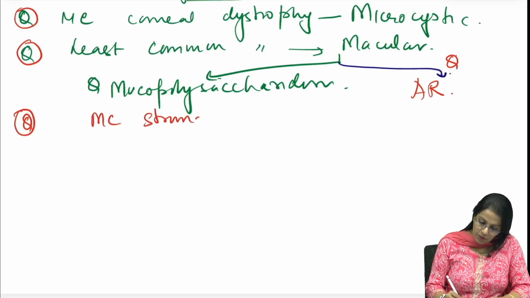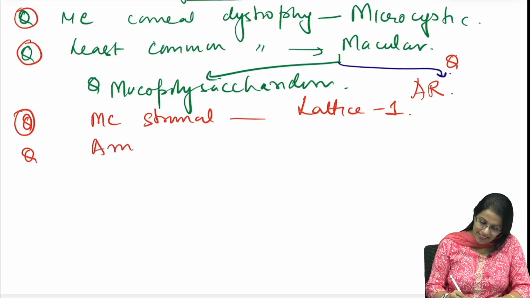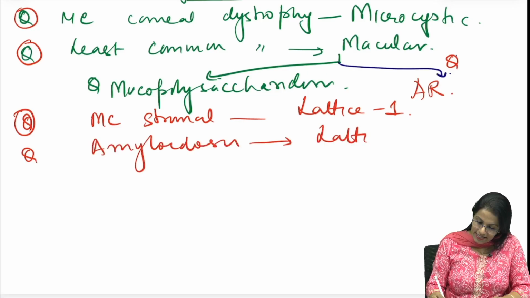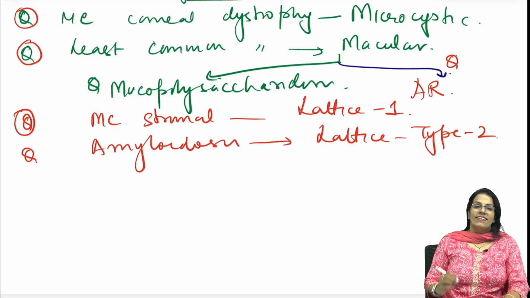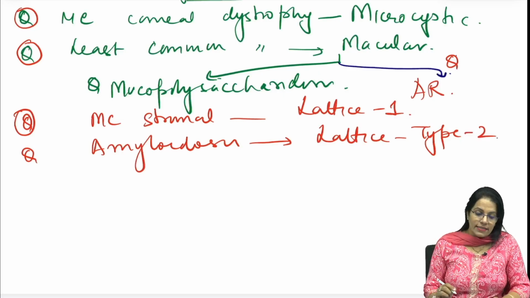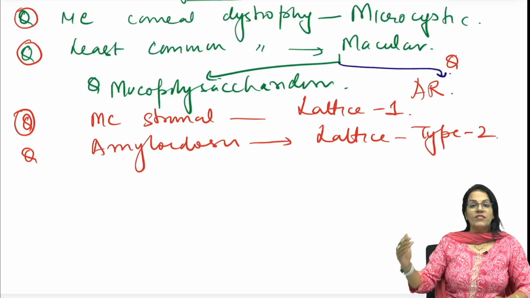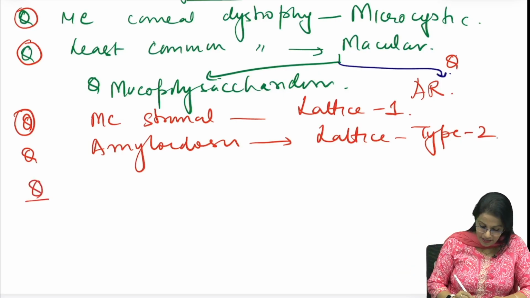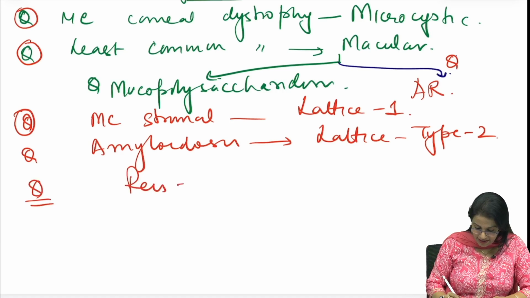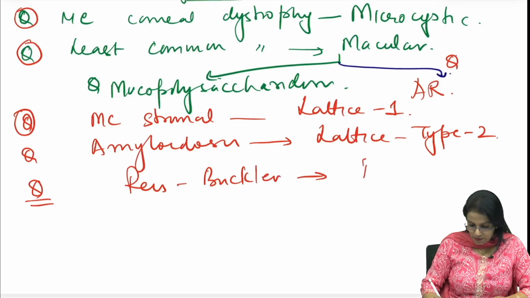What is the next question? Which is the most common stromal dystrophy? It is lattice type 1. If they ask which corneal dystrophy is associated with amyloidosis, you will answer lattice type 2. And one more question: Reis-Bücklers dystrophy involves which layer? I think this is simple. It mainly involves Bowman's membrane.